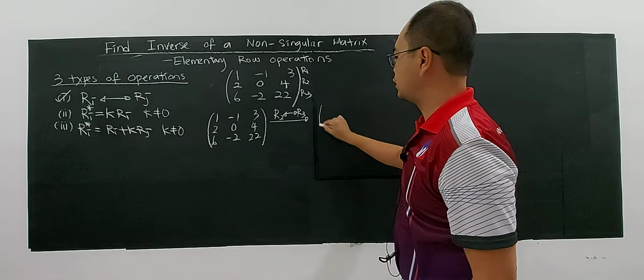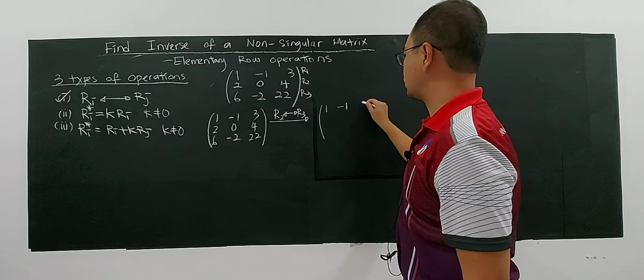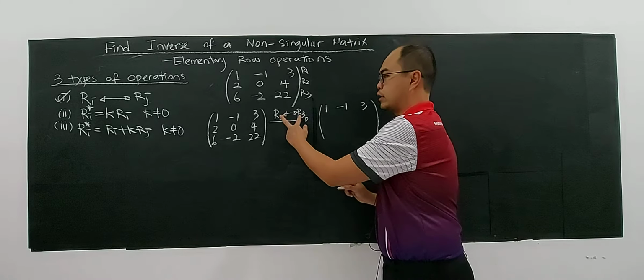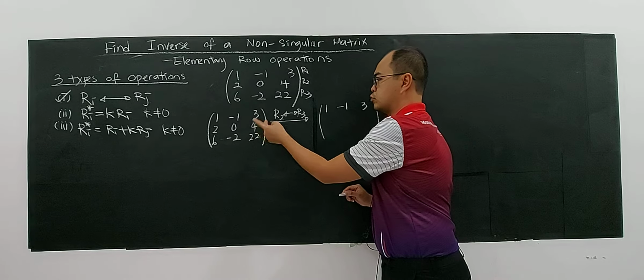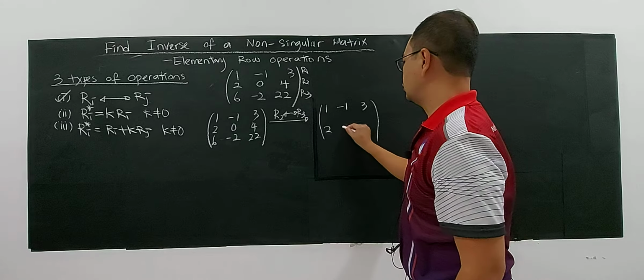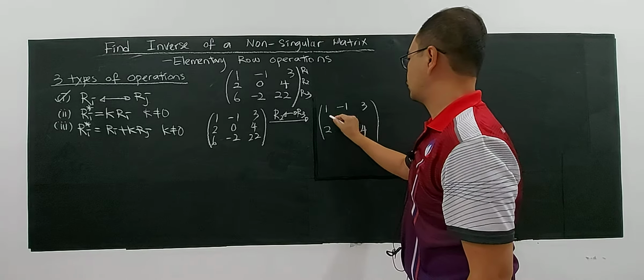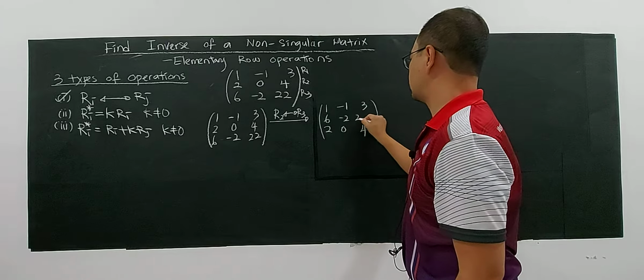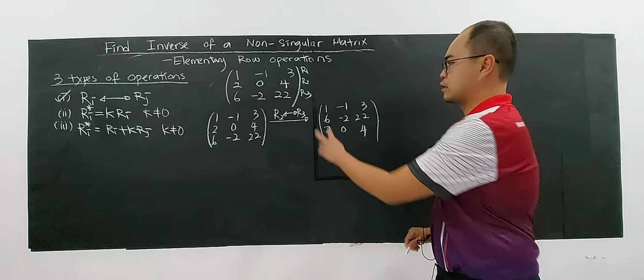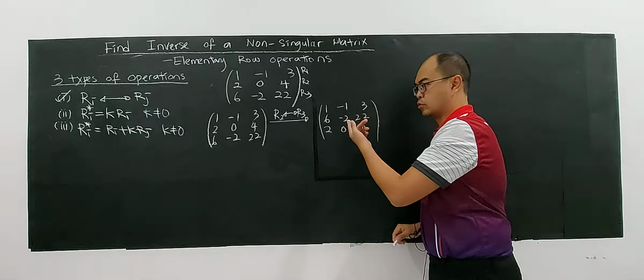So that means you are doing this thing. So row 1, nothing happens. So the row 2 and the row 3 are switching. So that means there is 2, 0, 4, 6, negative 2, 22. Alright, this is the meaning of you switching the row.